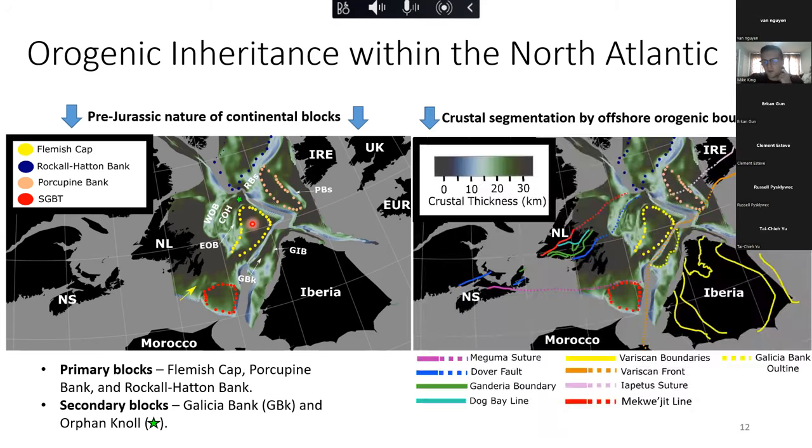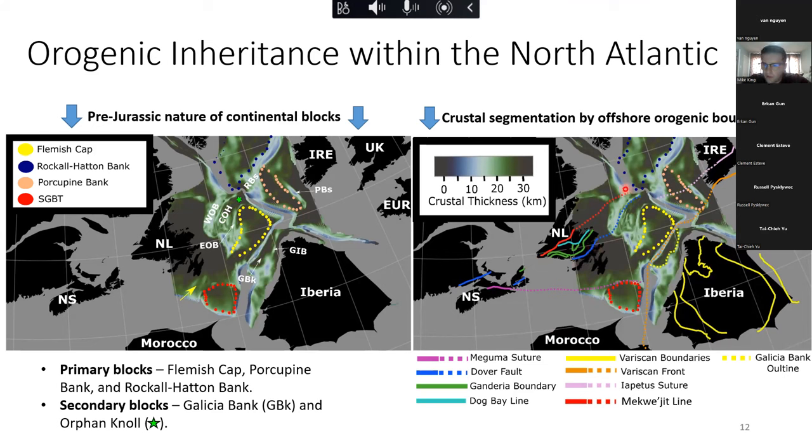And one of the things that I also alluded to at the beginning of my talk, one of the things that we also want to discuss here is the potential role of inheritance for these results. So what you're seeing here on the right-hand side is the pre-Jurassic crustal thickness model of the Atlantic, but we're also overlaying the onshore to offshore extension of ancient orogenic boundaries.